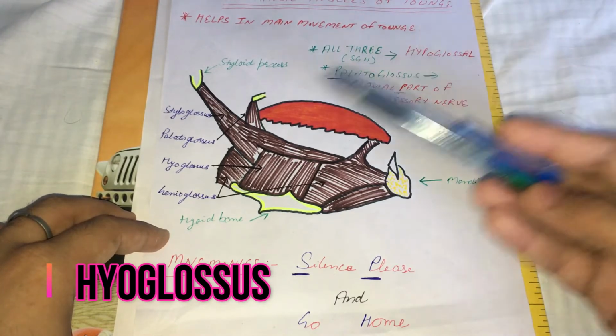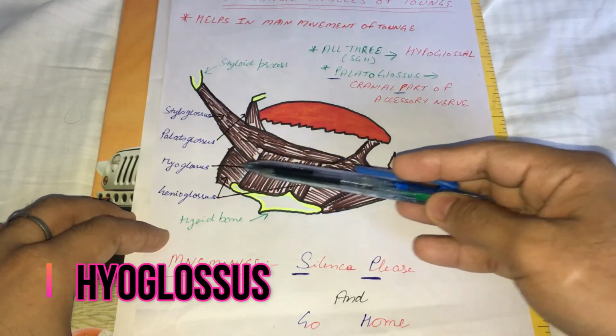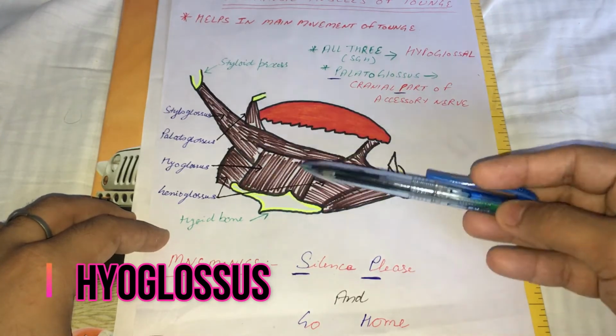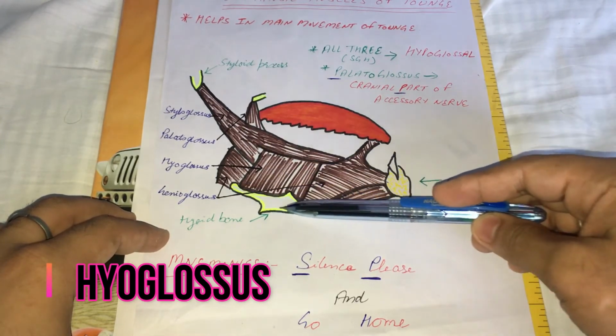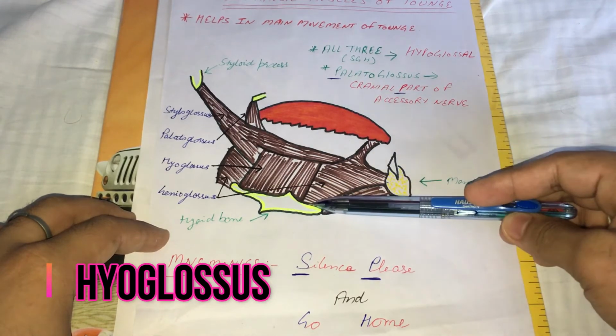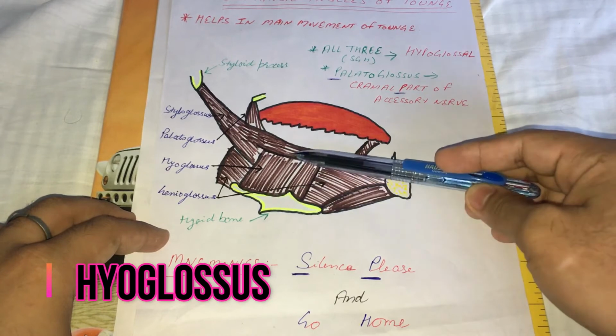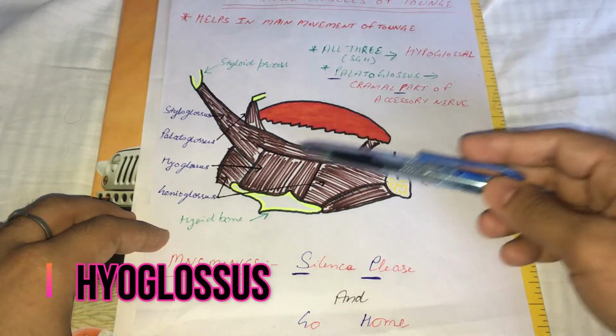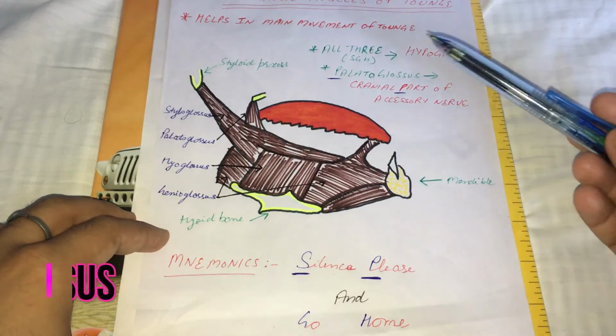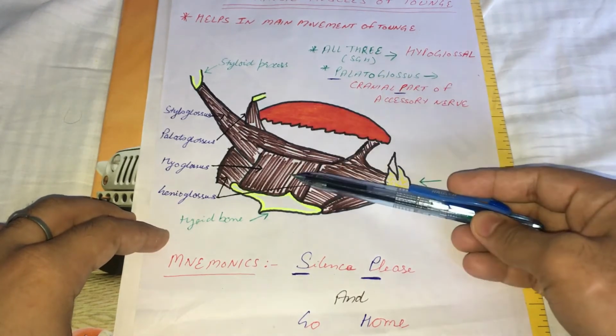Now coming to the last, that is hyoglossus. The hyoglossus muscle originates from the greater cornu and the lateral part of the body of the hyoid bone, and it also merges with the side of the tongue. Clear? The main function of the hyoglossus muscle is that it depresses the tongue.